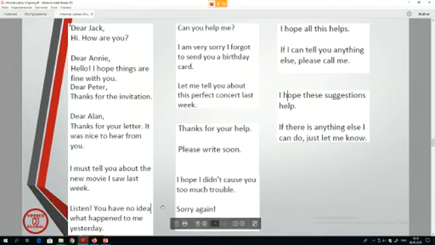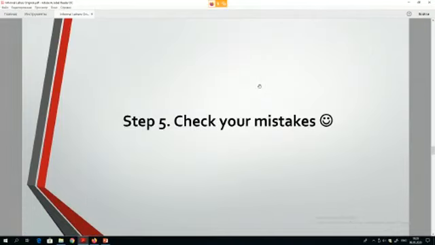So, you can just use these phrases in an informal letter. Well, I'm very sorry I forgot to send you a birthday card. Or let me tell you about this perfect concert last week. So actually, it depends on what kind of informal letter you're writing. Oh, by the way, the next step is my favorite one.